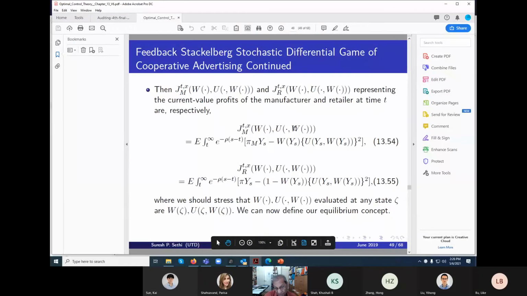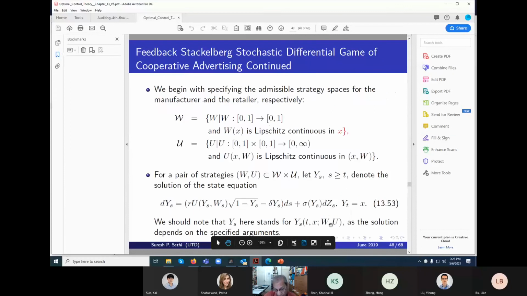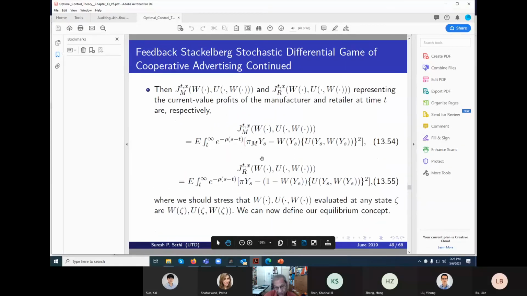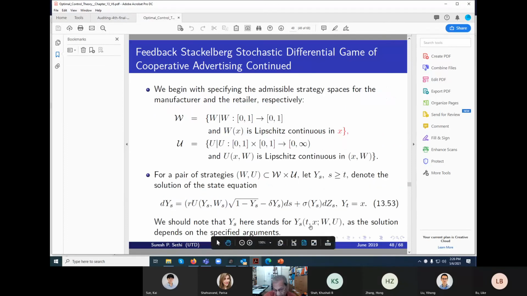So that's why this W and U. Because once you're W and U, the problem only depends on the initial value. So the initial value is T and X. So the problem now depends on t and x and w and u. And how it depends? Well, the t means I'm taking integral from t to infinity. And x, because I found this ys, which depends on this x.